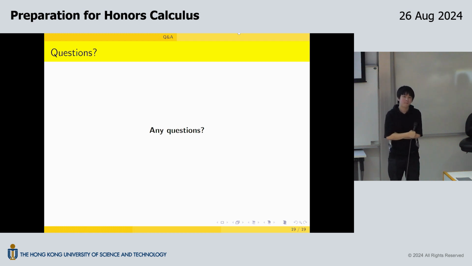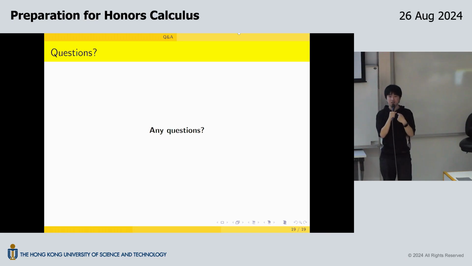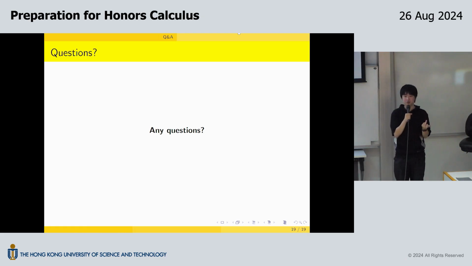I want to know whether the problems in the exam are harder than the problems in the textbook or the problems in the assignment. Yeah. So I think this year the course will be taught by Professor Min Yan. So he will use his own lecture notes, and there are numerous exercises in his lecture notes, and I think the difficulty of his exam is a bit harder than his exercises.